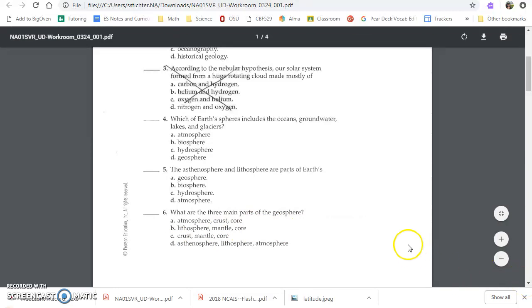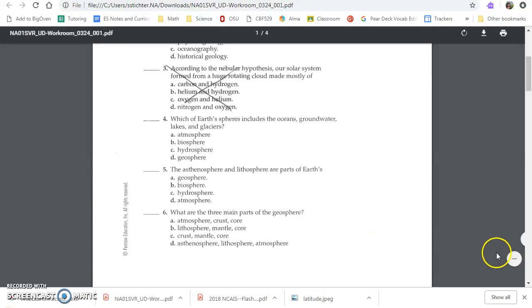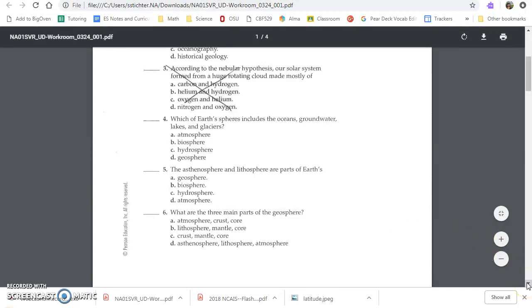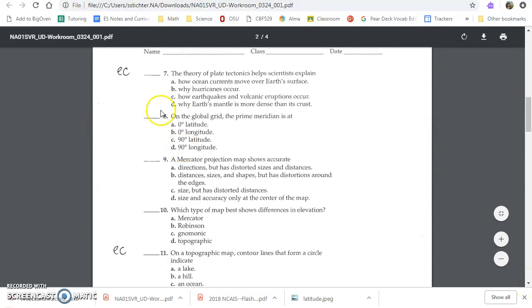Rewind any if you need to. Use highlighters to highlight important word parts. Make notes if you need to. We're going to go on. I'm going to go to 8.